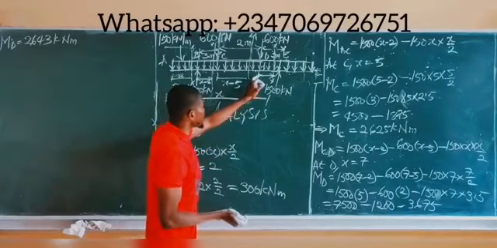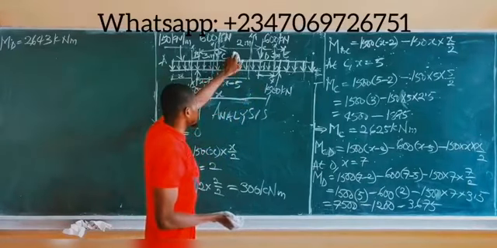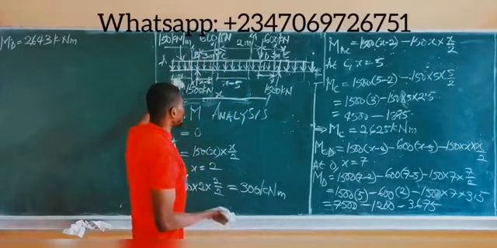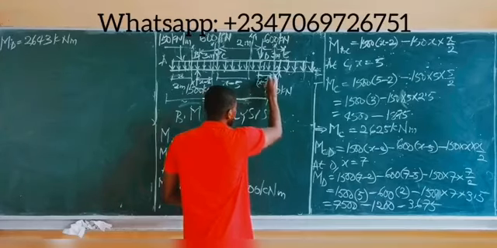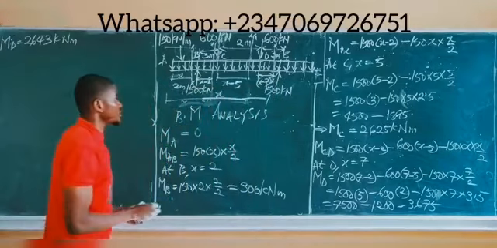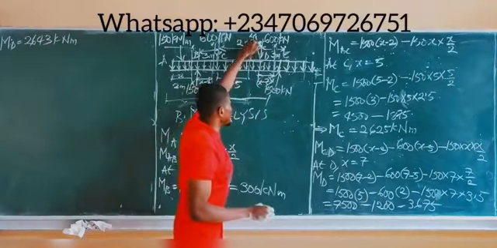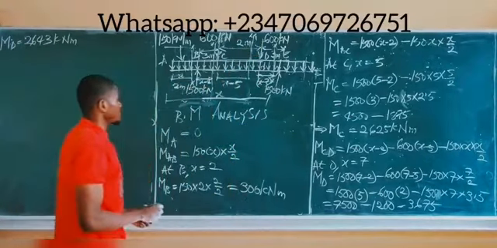Since we are at point D, it means you don't need the distance behind. This is 2, this is 3, that's 5, plus 2, 7. So you need this length, x minus 7. That becomes the length of the UDL about the point of section.